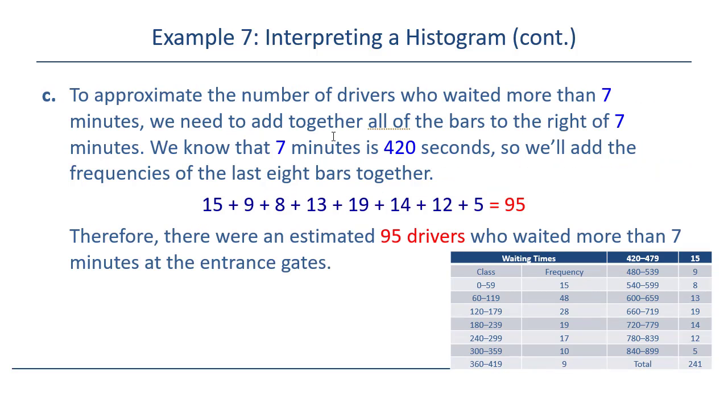For C, where they want to know the number of drivers who waited more than 7 minutes, we have to, again, convert it to 420 seconds. And then go over here and go, okay, 420 and above, right, would be all of these numbers, 15 plus 9 plus 8, and so on, add them all together, 95.